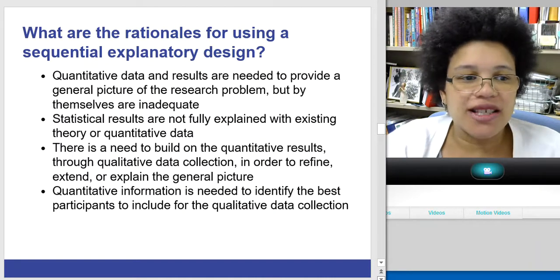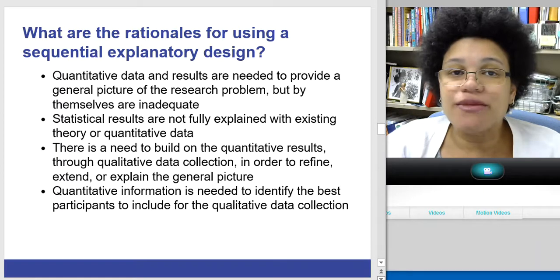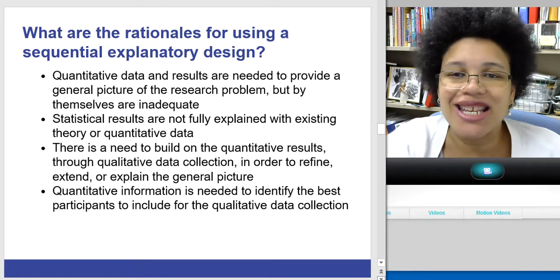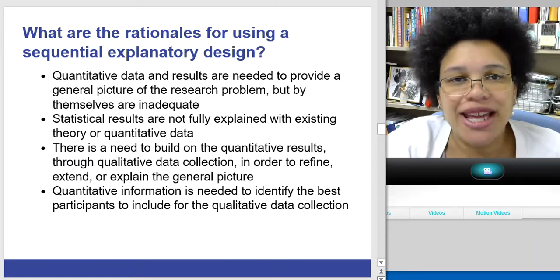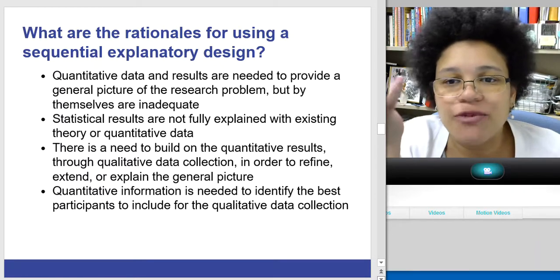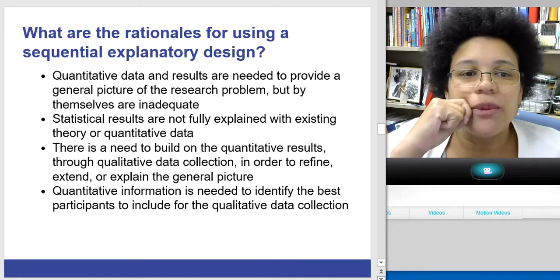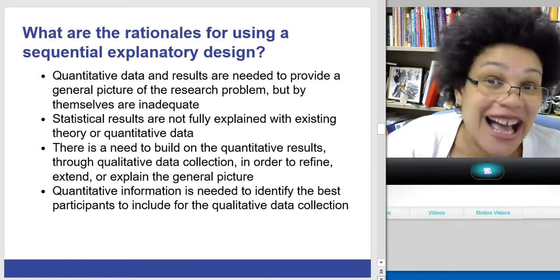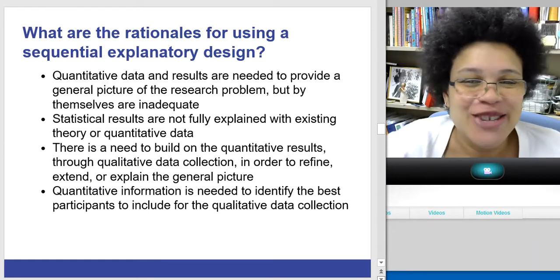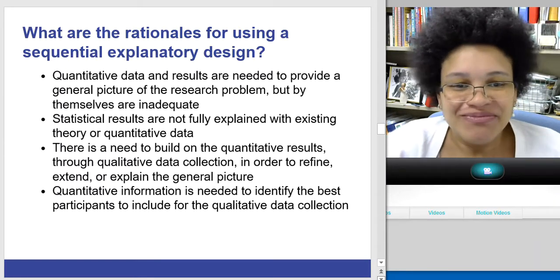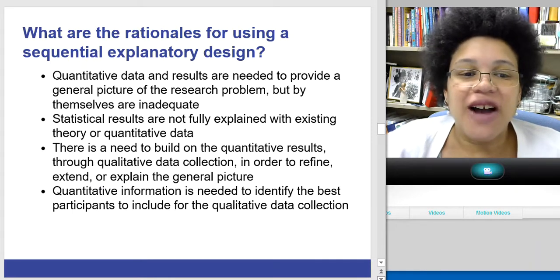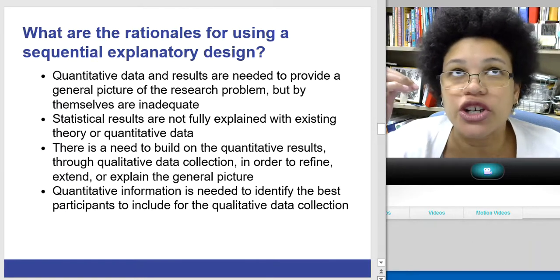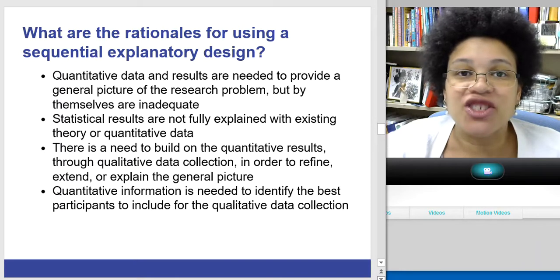Some rationales, slide 12. Maybe you got some initial information from your quantitative piece, but you want to go deeper. The quantitative piece alone was inadequate. Often this happens because our statistical results are not fully explained, right? So we printed the graph, we can see the trend, but we don't know why that trend exists. And finally, sometimes it is used for participant selection, particularly when you're trying to find participants that have certain characteristics.